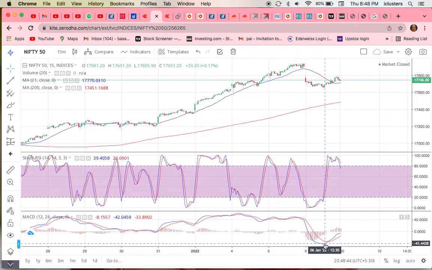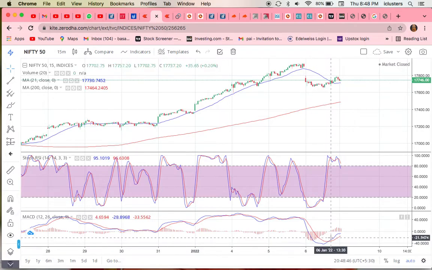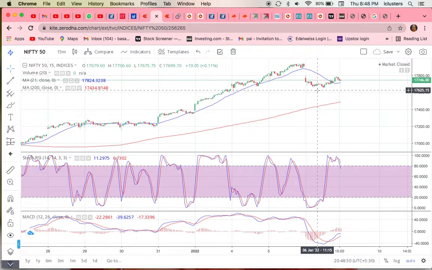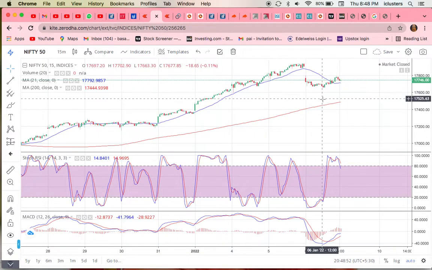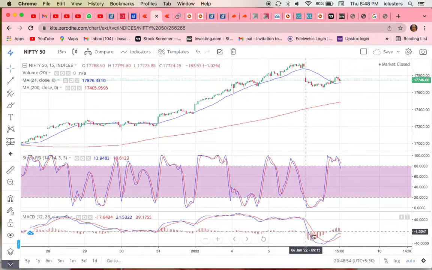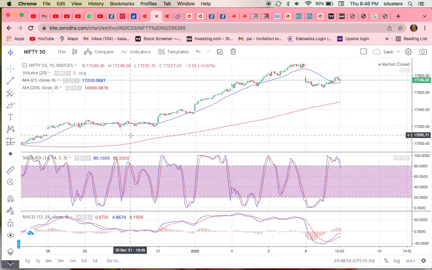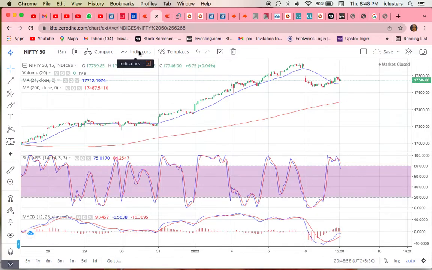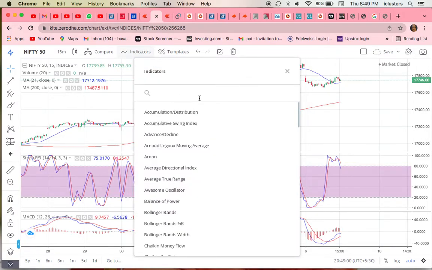When the price line is crossing over from down to upward, it means the price has started going from down to upwards. Okay, this will show the MACD line. And the next indicator we use is Bollinger Bands.